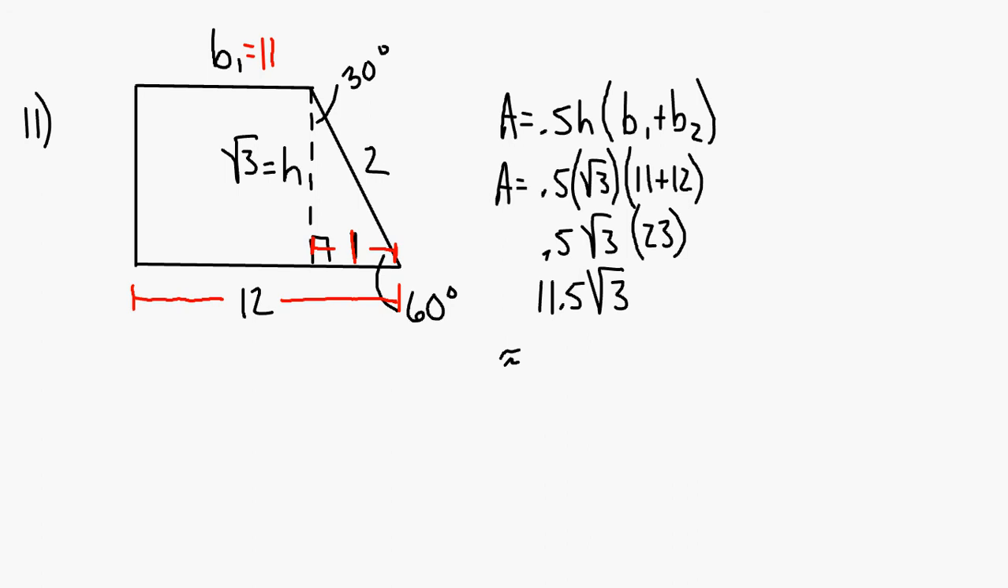And if you want that in decimal form, you could do the square root of 3 times 11.5, 19.9. All right, this is simplest radical form. This is decimal form. And number 12. Find the area of the rhombus. Leave your answer in simplest radical form.